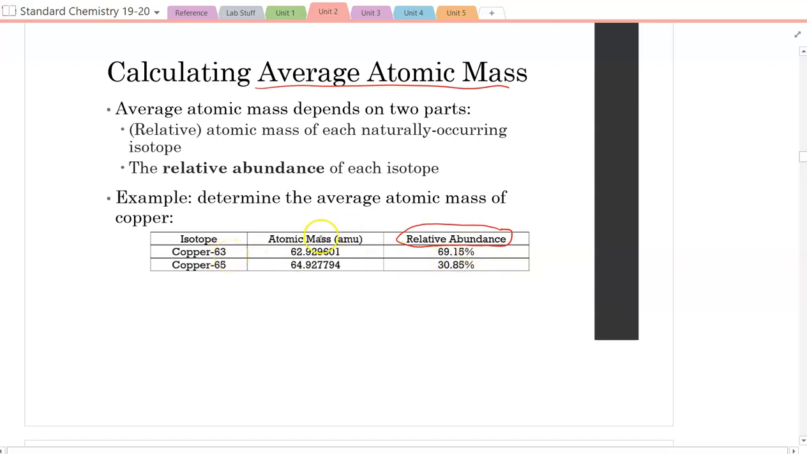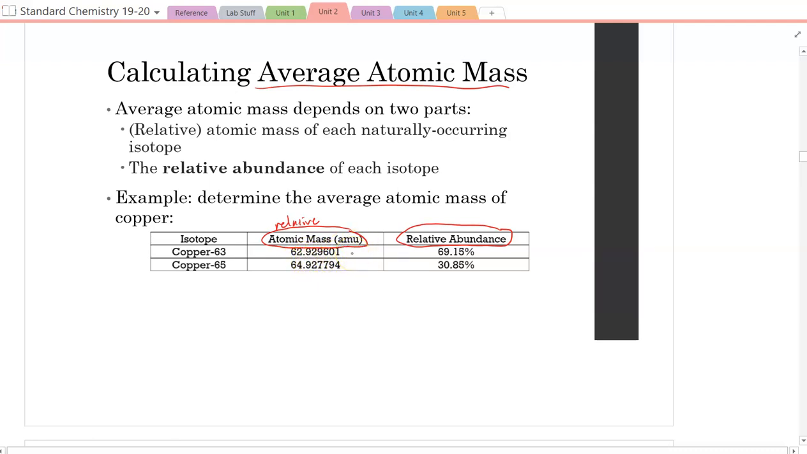And then you also have the atomic mass. Now this chart doesn't have this specific word, but really, these are the relative atomic masses of copper 63 and copper 65. So these 2 numbers, at some point, some scientists compared it to carbon-12 and determined that it's going to have 62.929601 AMU.